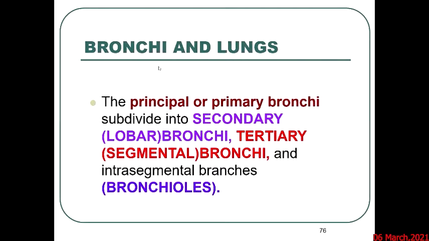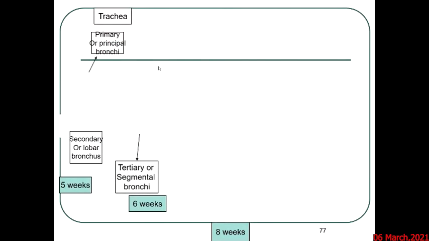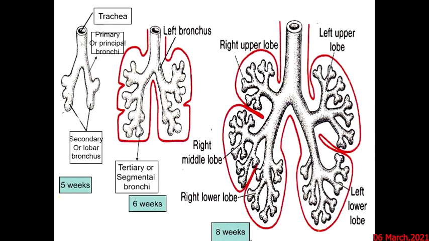That means তাদের কোনো cartilage থাকবে না. There will be no cartilages in the bronchioles. So the principal bronchus or primary bronchus will give rise to secondary or lobar bronchus, then tertiary and segmental. The tertiary কয়টা? How many? 10 for each lung. Trachea, primary or principal bronchi, secondary or lobar, and then tertiary bronchi or segmental bronchi, 10 for each.